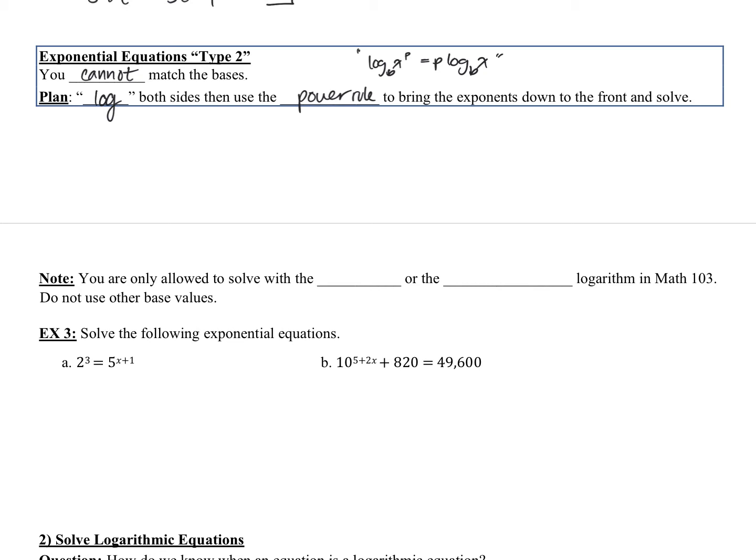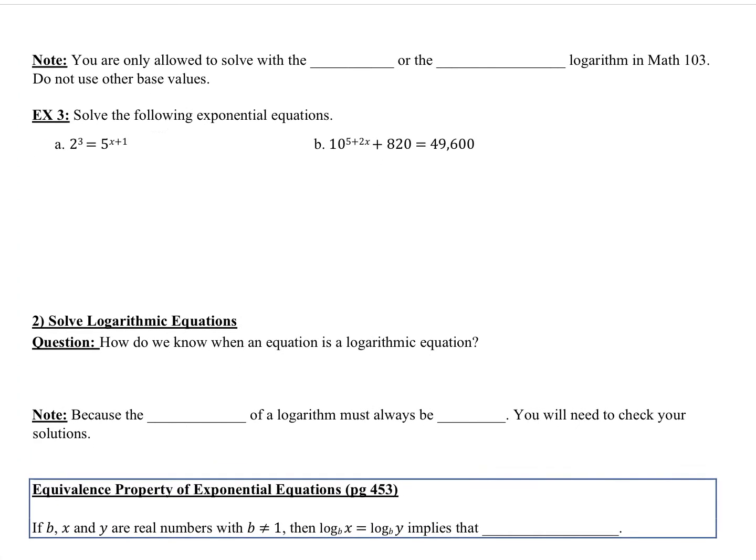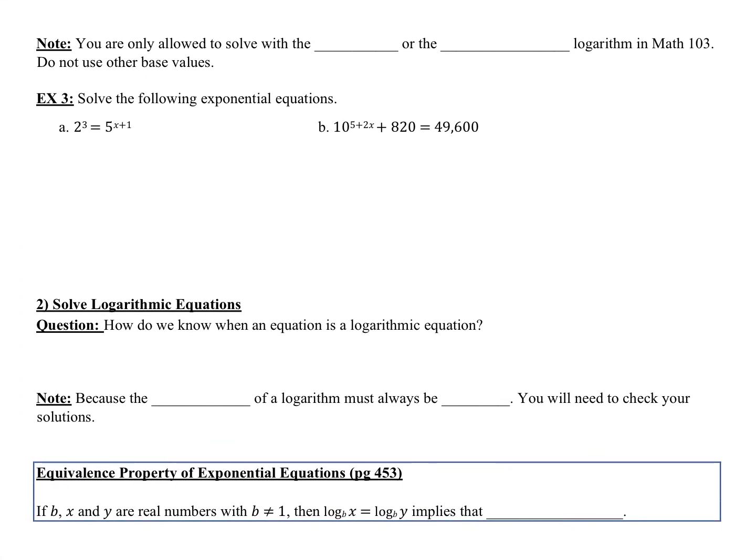And remember, we're only going to do this if we cannot match the bases. Don't make life harder for yourself than it needs to be. So note, for this class, for Math 103, you're only allowed to solve with the natural or the common logarithms. Once again, the natural would be base e, common log would be base 10. You can't use any other base.